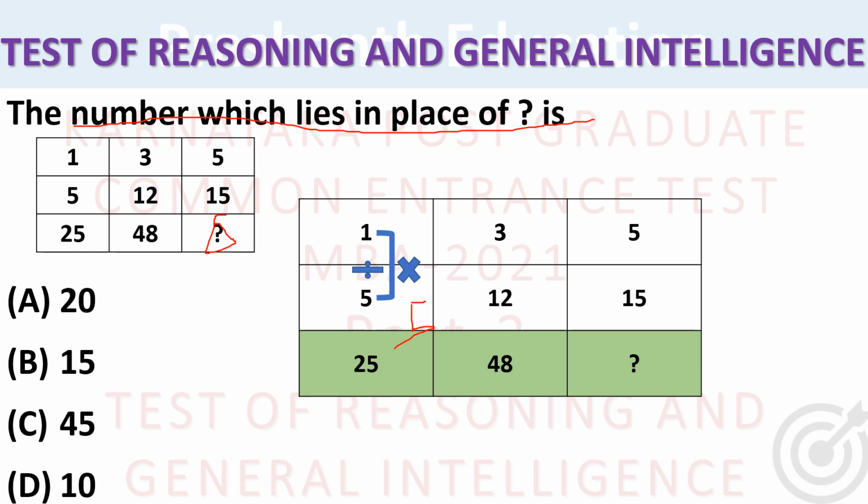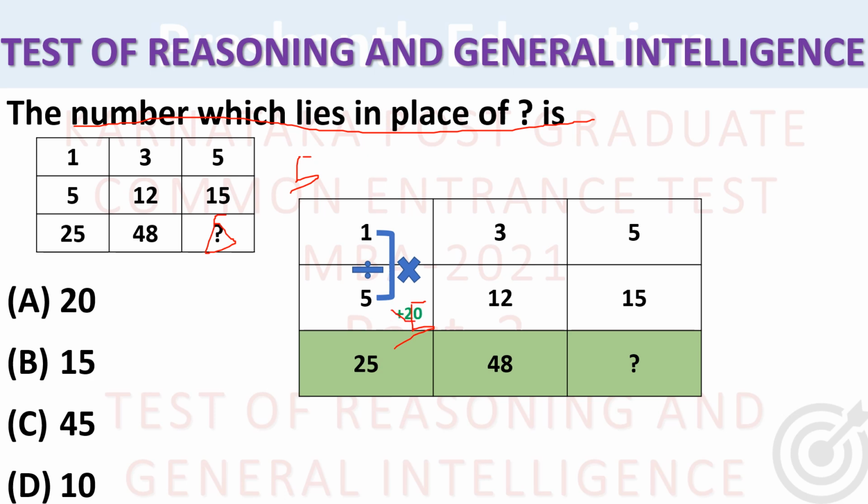Okay, and 5 divided by 1, again I will get 5. So in order to get 25, I need to multiply with 5. So if 5 ones are 5, 5 divided by 1 is also 5. So 5 5s are 25.